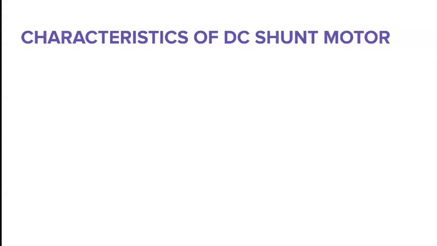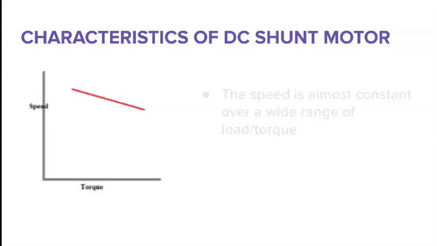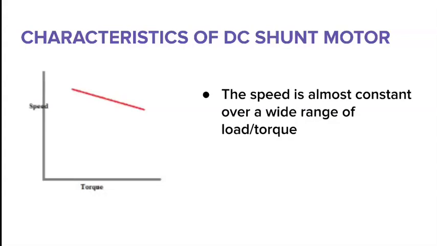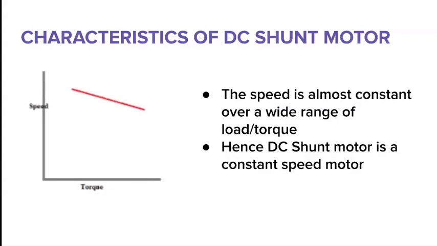We go to the next characteristics of DC shunt motor. The next characteristic is speed versus torque characteristic. Can you notice? The speed is almost constant over a wide range of load versus torque. What does it suggest? It suggests that DC shunt motor is a constant speed motor.